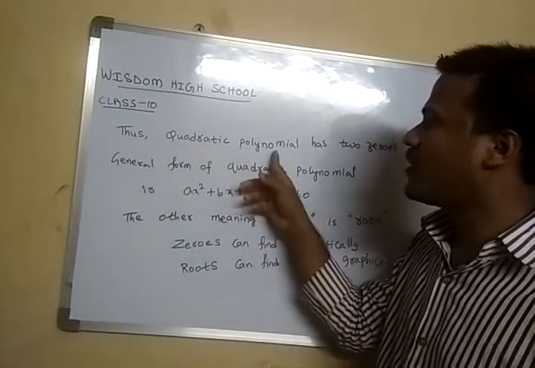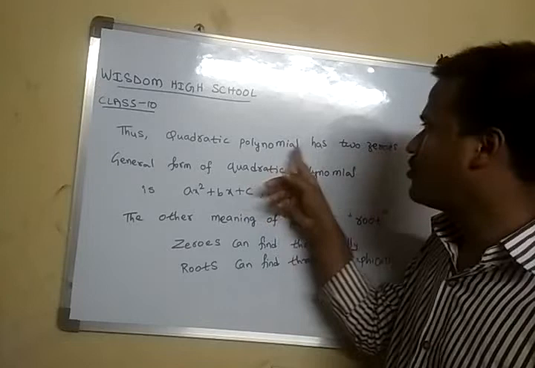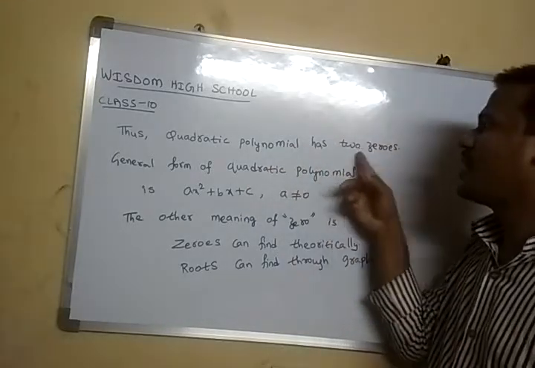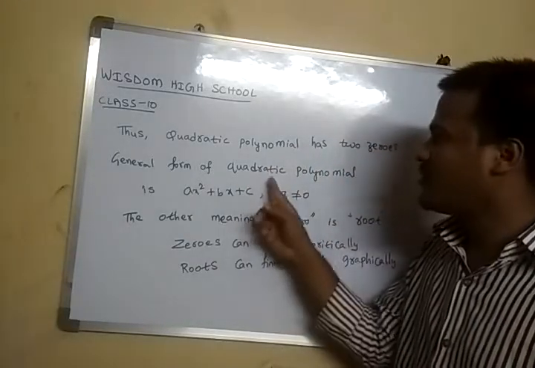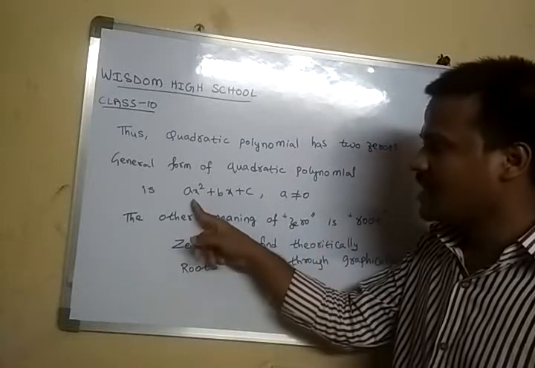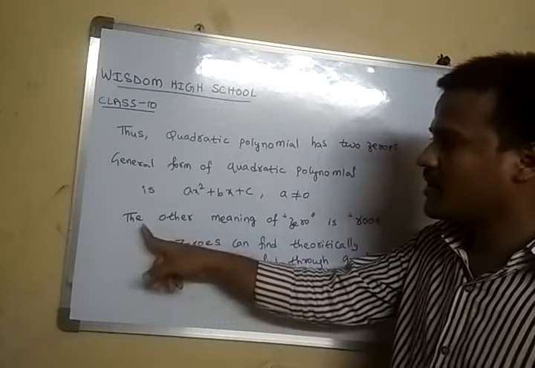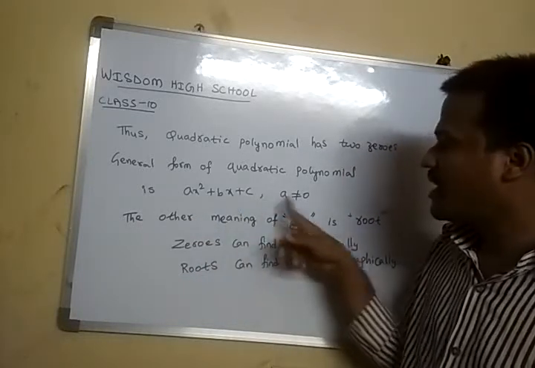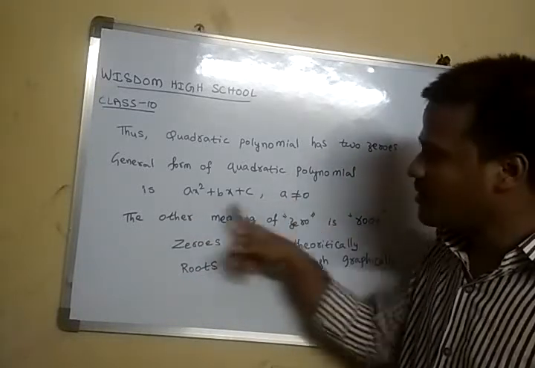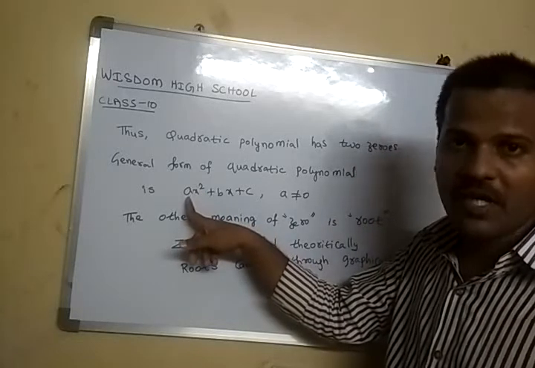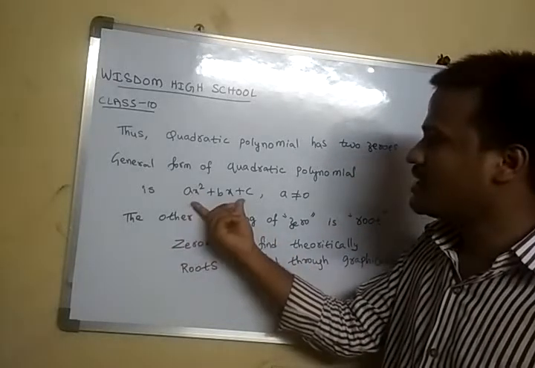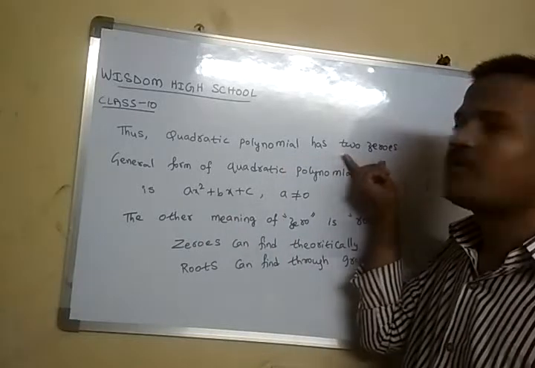Similarly, a quadratic polynomial has degree 2, so the quadratic polynomial will have 2 zeros. The general form of a quadratic polynomial is ax square plus bx plus c, where a is not equal to 0. That means the a value is not equal to 0. Why? Because the x square coefficient should not be equal to 0. So this is a quadratic polynomial and it will have 2 zeros.